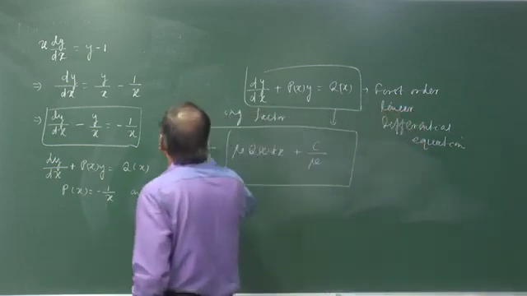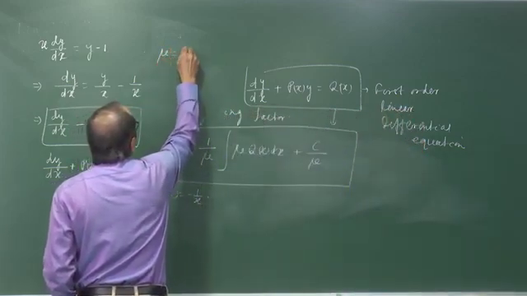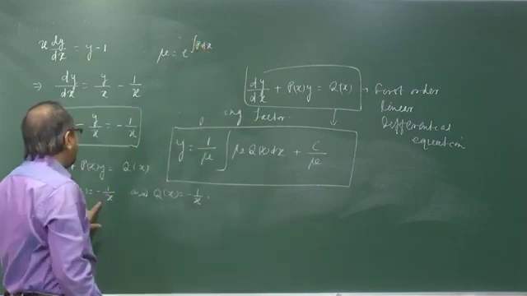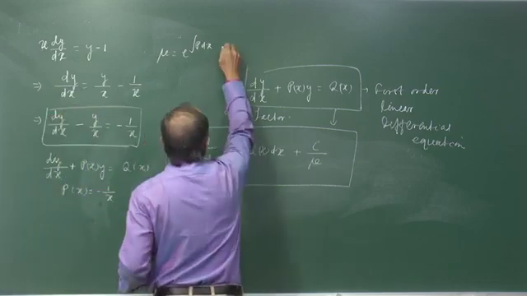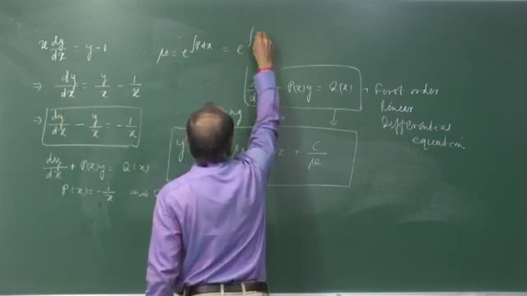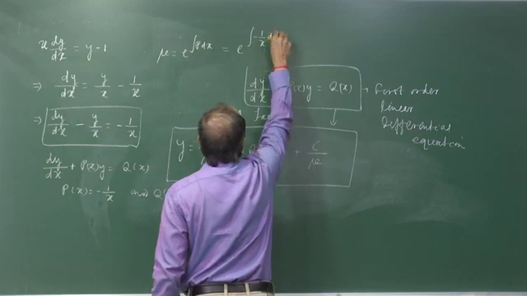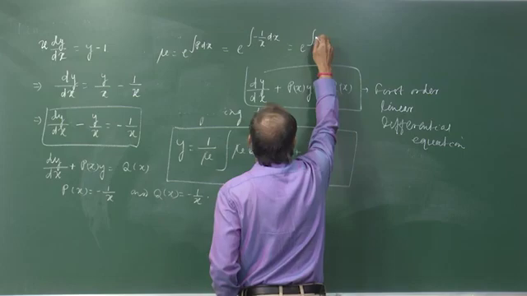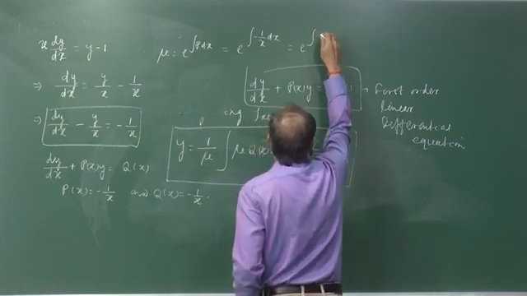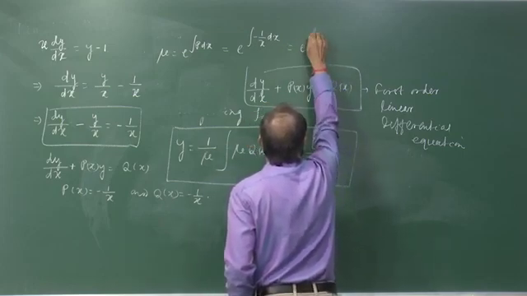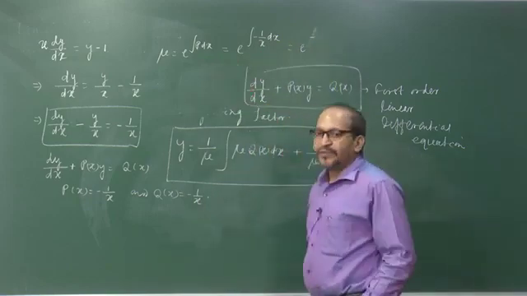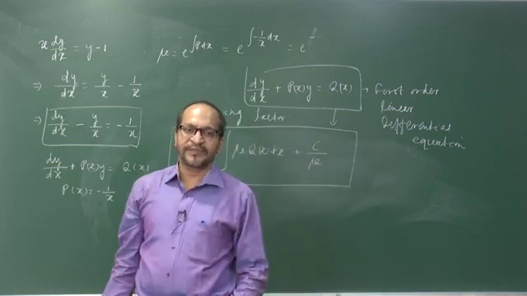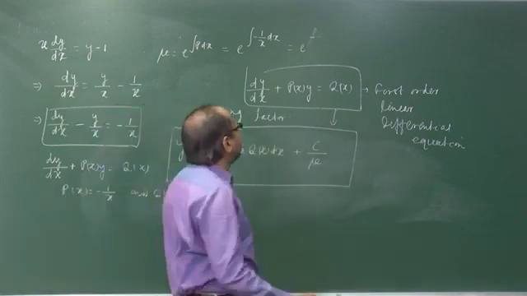What is our integrating factor? Mu. Mu is equal to e to the power integration of p dx. And what is p here? P is minus 1 by x. So, it is equal to e to the power integration of minus 1 by x dx. The minus can be taken outside the integration, and we know from your class 12 level that integration of 1 by x dx is ln x. Okay.